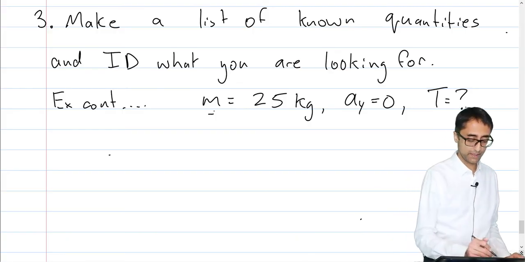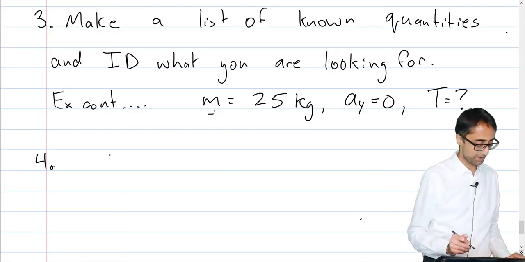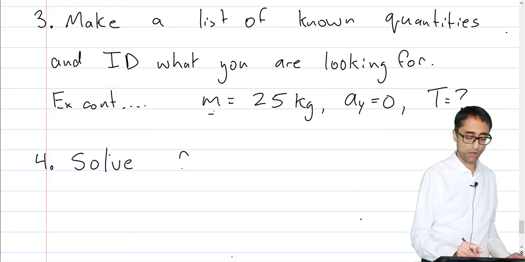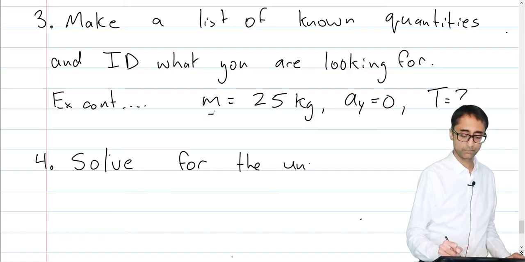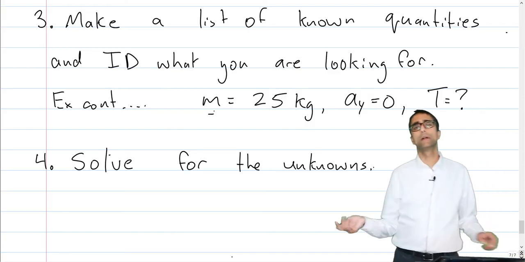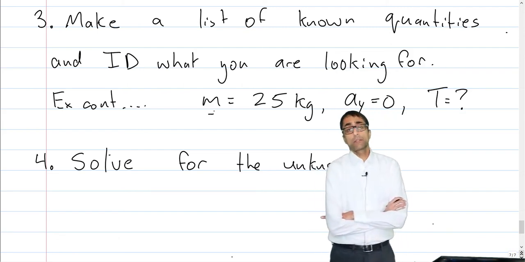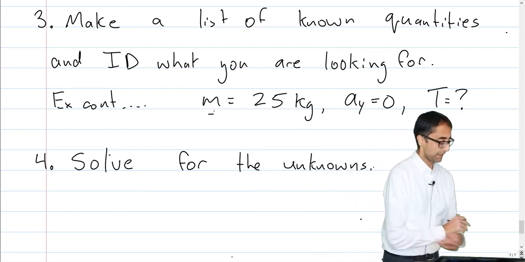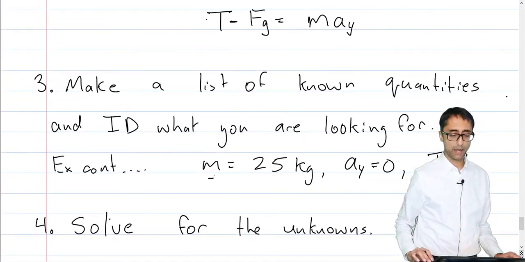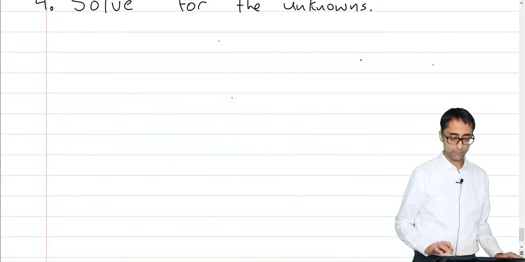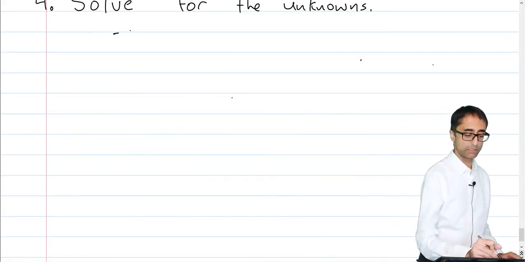So we've made our list, feeling good. Let's move on to number 4. Now we start to get into the actual mathematics. Solve for the unknowns. And in problems where you have 3 or 4 F equals ma equations and you have 3 or 4 unknowns, that can be quite challenging. In our own problem, it's super, super easy. We take our T minus Fg equals ma equation, and we sub in what we know.